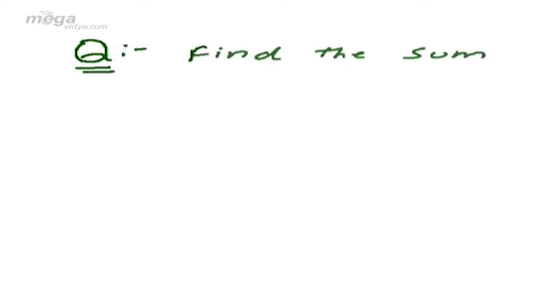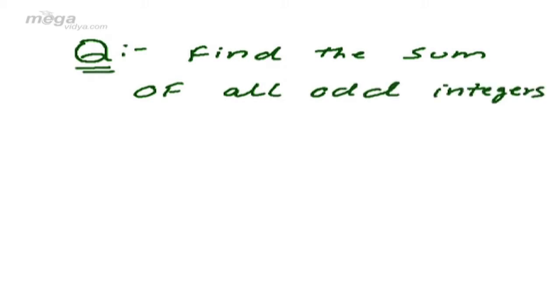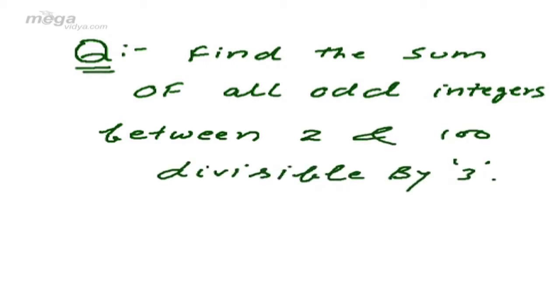We will do some questions that are related to the sum of n terms. Question number 1. Find the sum of all odd integers between 2 and 100 divisible by 3. That is, find the sum of all odd integers between 2 and 100 divisible by 3. Now you see the solution of this question.